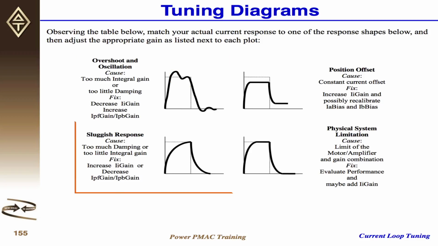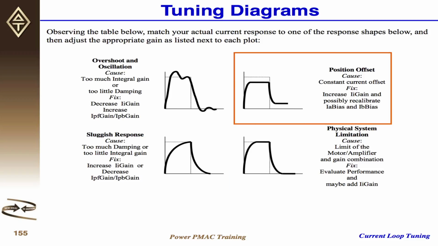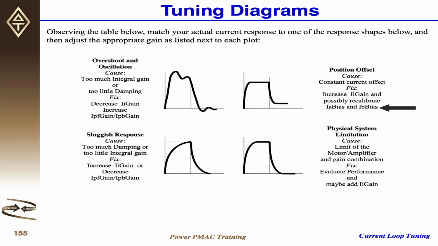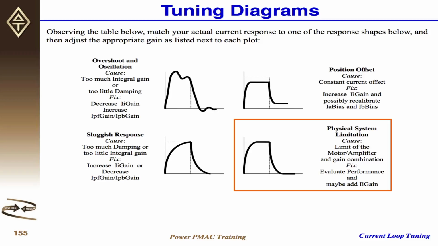and then damp out the response using proportional gain. If you have a response like this, you have too much proportional gain and it's too damped, so you want to decrease the proportional gain or increase the integral gain. This kind of thing means you don't have enough integral gain, so you want to increase that. You may also want to recalibrate your IA bias and IB bias if you didn't do that. And then this is the kind of response that you're looking for, where you have no overshoot and no oscillation along the target value.